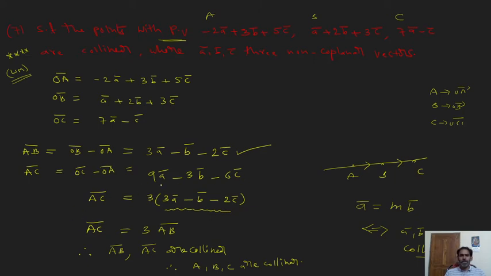Therefore, we can combine these two, AB bar and AC bar, using this. So AC bar equals 3 times AB bar. So one vector equals some scalar times the other vector means they are collinear. This is the formula for collinear. How to show two vectors are collinear? This is one of the methods. So this is the solution for this question.